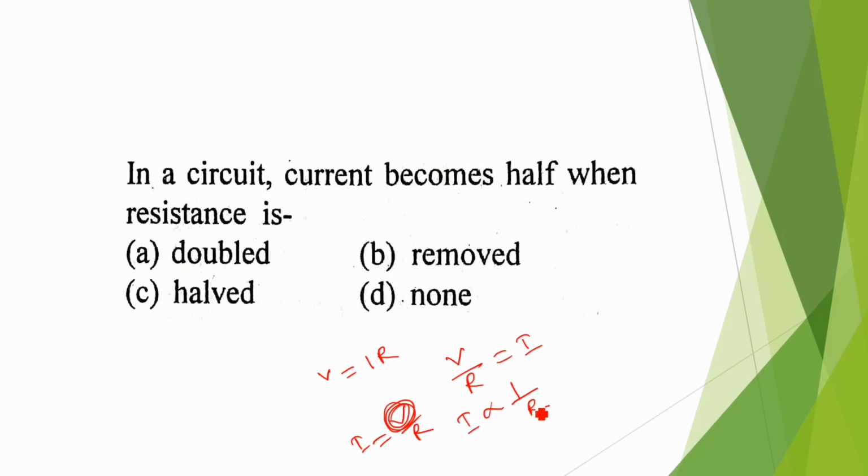Now, the question is, in a circuit, current becomes half when resistance is. I is inversely proportional to resistance, or resistance is inversely proportional to I. Here I is current and R is resistance. So if current becomes half, then what will be resistance? Resistance will be doubled. The correct answer will be that resistance will be doubled. So in a circuit, current becomes half when the resistance is doubled. Always take the answer doubled.